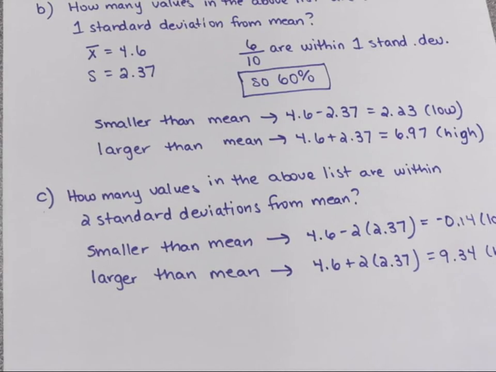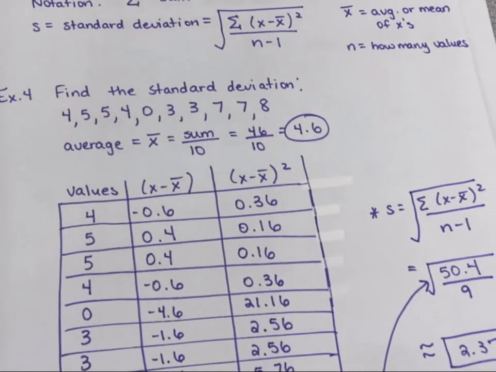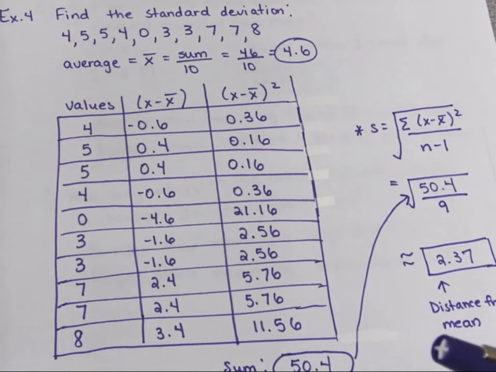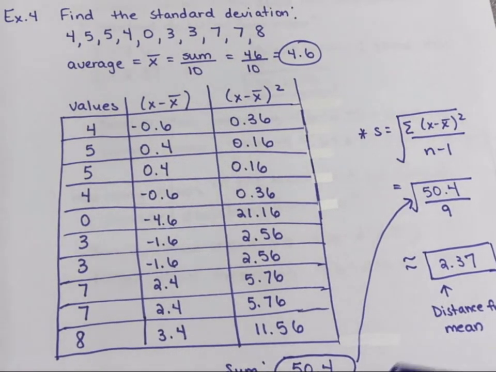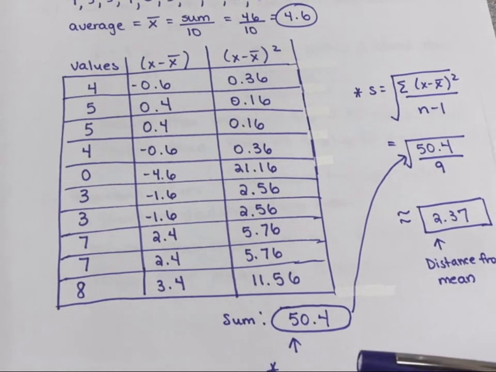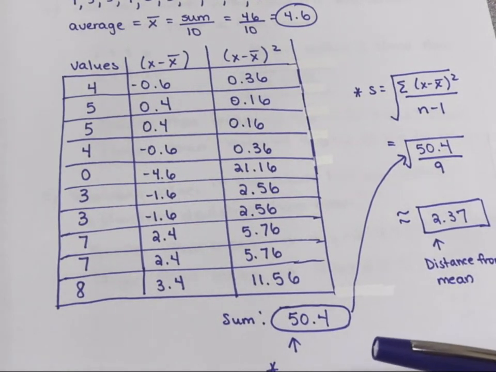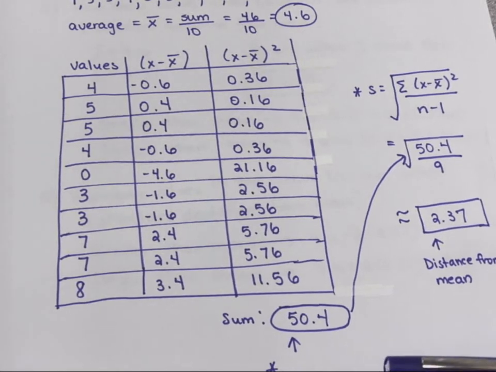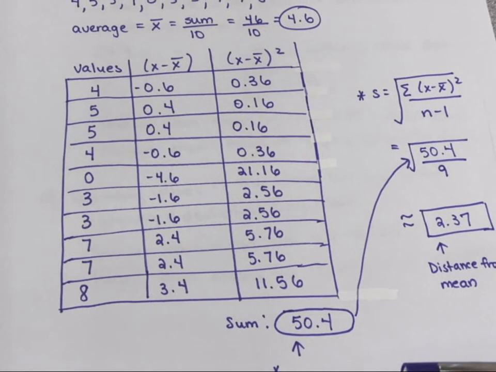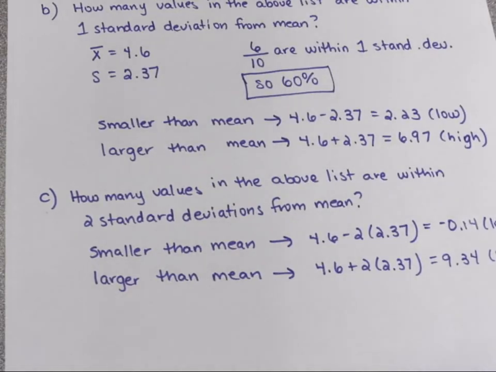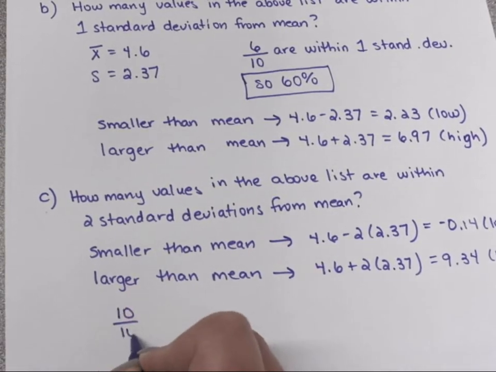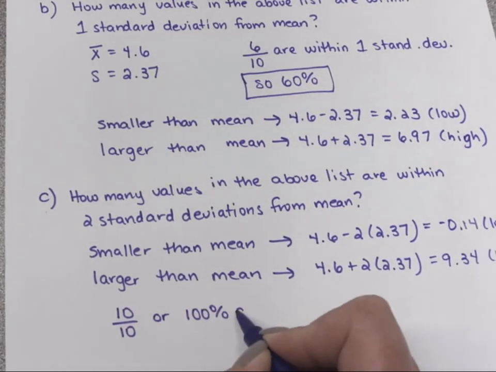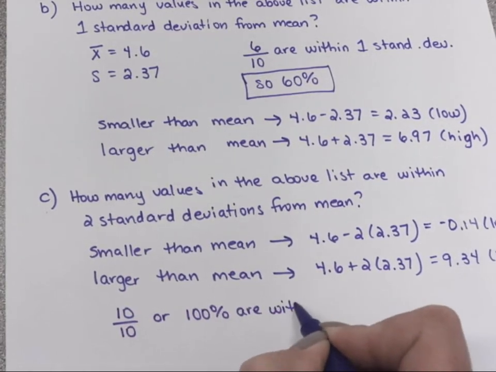So let's look back at our list, and I'll move it if you're still writing that. But how many of these values fall within the low and the high that we just mentioned? We're looking at the original values. So how many values fall within negative whatever, which we don't even have any negatives, right? And 9 point something. All 10 of them, right? So it's 10 out of 10 or 100%. So 100% are within 2 standard deviations.